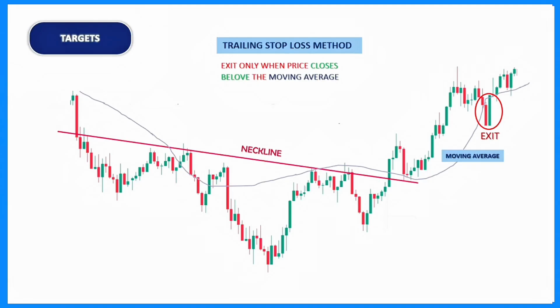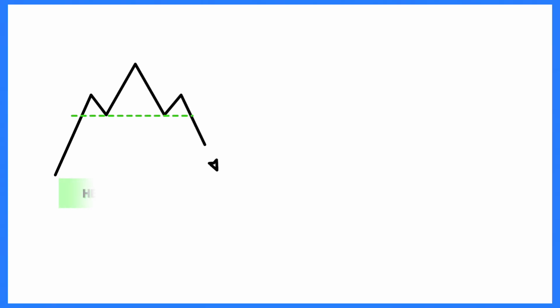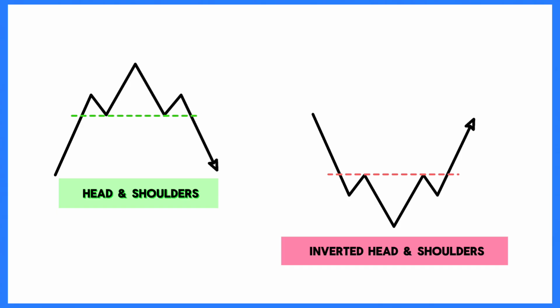The final approach is a combination of both methods. In this strategy, you take partial profits, say half of your position, at the price projection target. Then, you let the rest of the position run using a trailing stop-loss. This way, you lock in profits while still giving yourself the chance to capture a much bigger move without getting caught by early reversals. And that wraps up today's lesson on head and shoulders and inverse head and shoulders. Two powerful reversal patterns every trader must know.